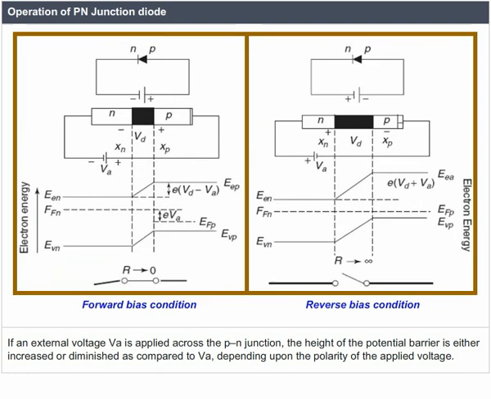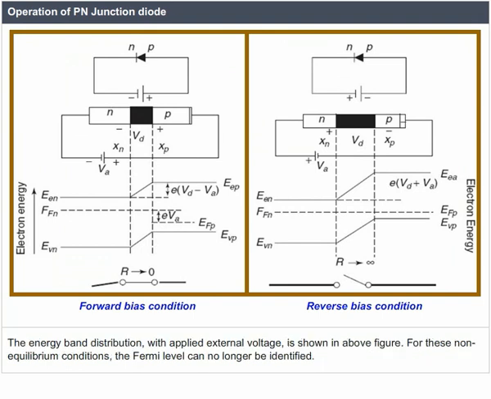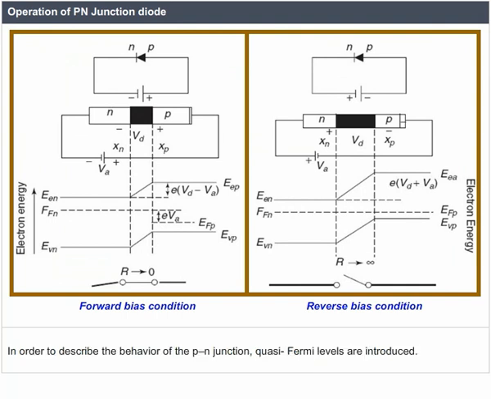If an external voltage VA is applied across the p-n junction, the height of the potential barrier is either increased or diminished as compared to VA, depending upon the polarity of the applied voltage. The energy band distribution with applied external voltage is shown in the figure below. For these non-equilibrium conditions, the Fermi level can no longer be identified. In order to describe the behavior of the p-n junction, quasi-Fermi levels are introduced.